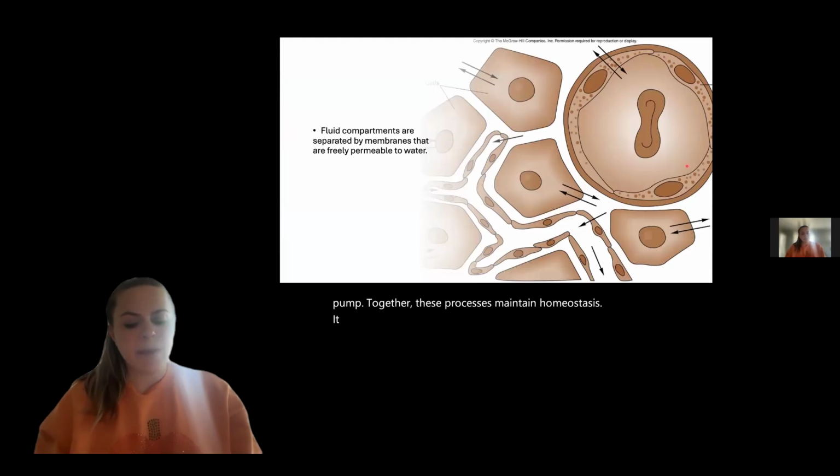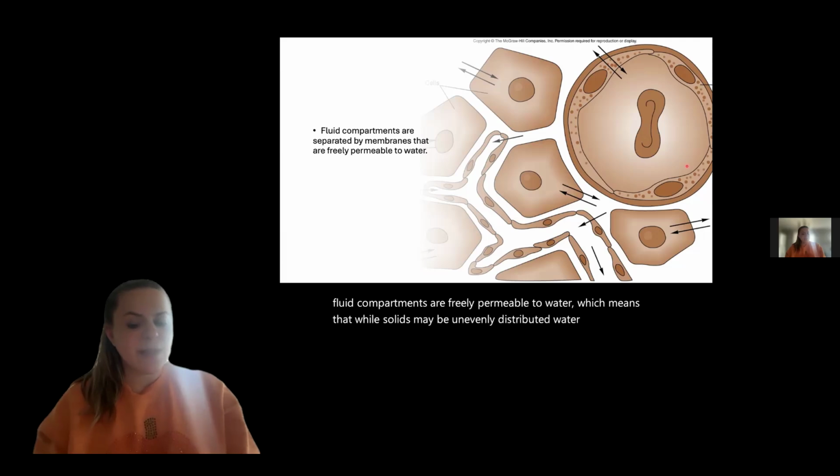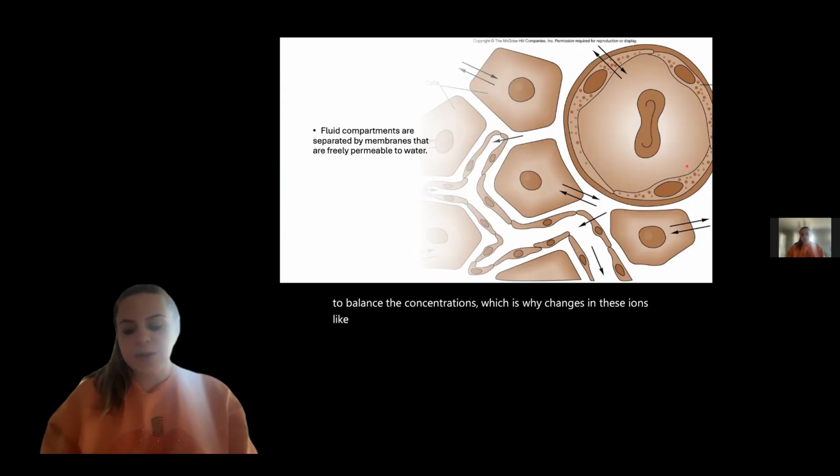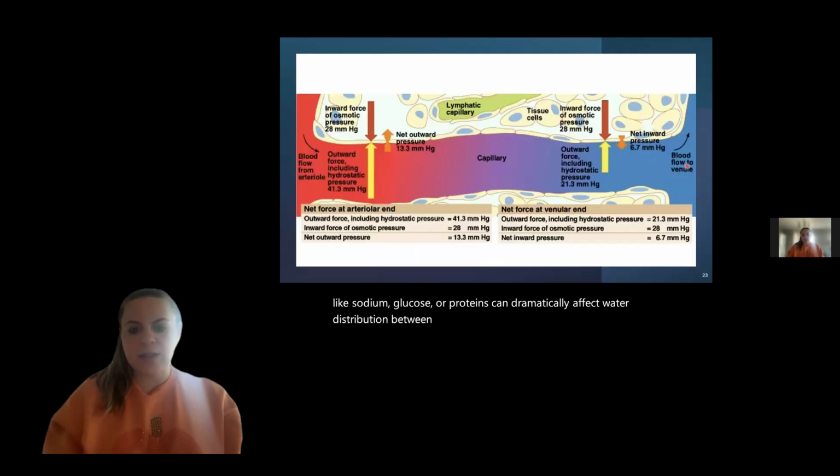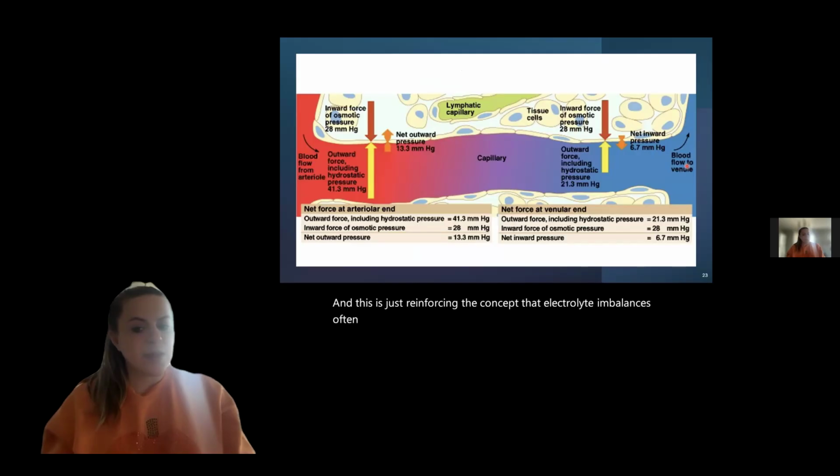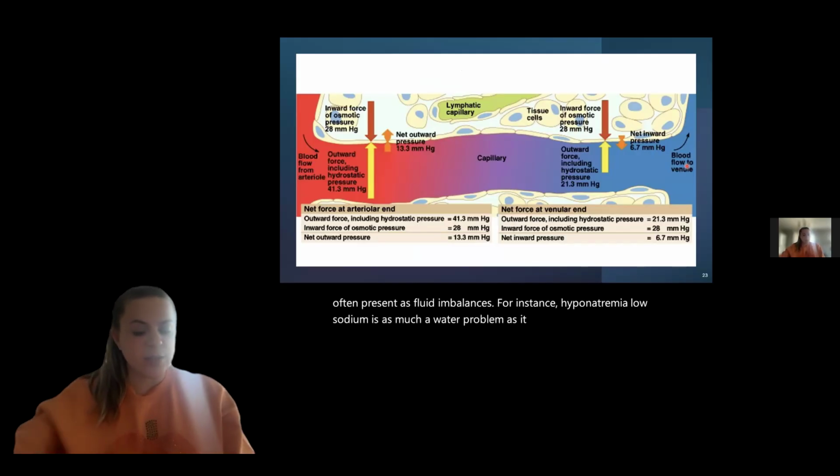It is important to remember that membranes that separate body fluid compartments are freely permeable to water, which means that while solutes may be unevenly distributed, water moves readily to balance the concentrations, which is why changes in these ions, like sodium, glucose, or proteins, can dramatically affect water distribution between intracellular and extracellular spaces. And this is just reinforcing the concept that electrolyte imbalances often present as fluid imbalances. For instance, hyponatremia, low sodium, is as much a water problem as it is a sodium issue.